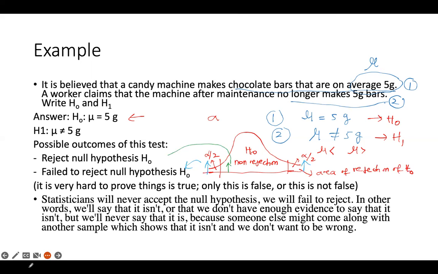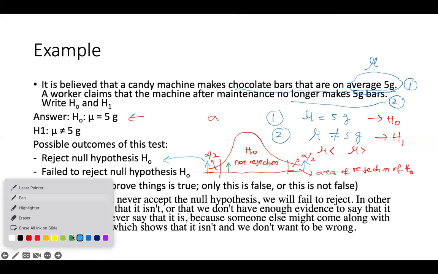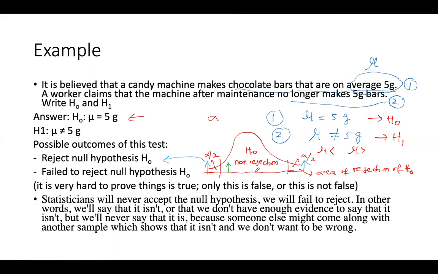Sorry, I think I messed up with the eraser. So if I need to calculate there, let me check again. So if you're in this blue area, your Z calculation from the samples in this area, then you're in the rejection. So you have to reject the null hypothesis H null. If you're in the green area around here, then you're actually in the non-rejection.